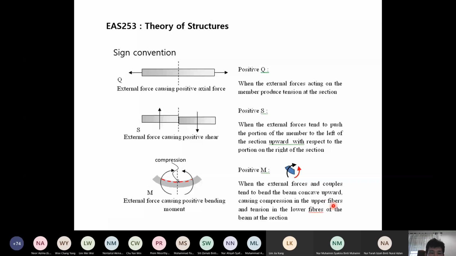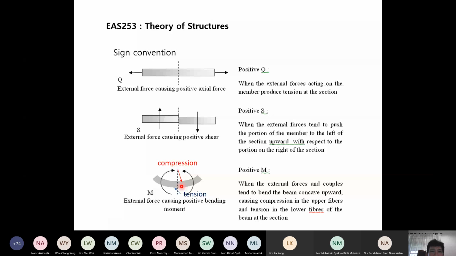So it causes compression at the top, at the upper fiber, and correspondingly tension at the lower fiber. So this is compression at the top, tension at the lower fiber. That is for positive bending moment. So this is how we associate the positive direction that we assume for axial force, shear force, and bending moment to what happened at that sections.